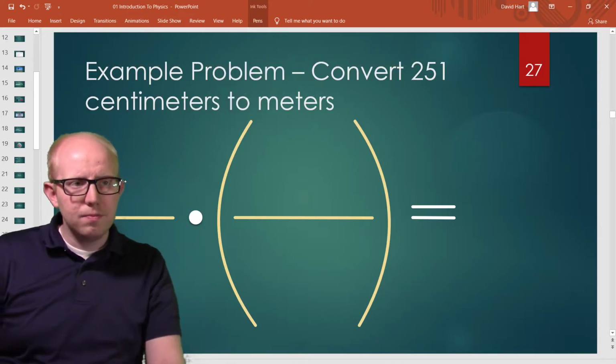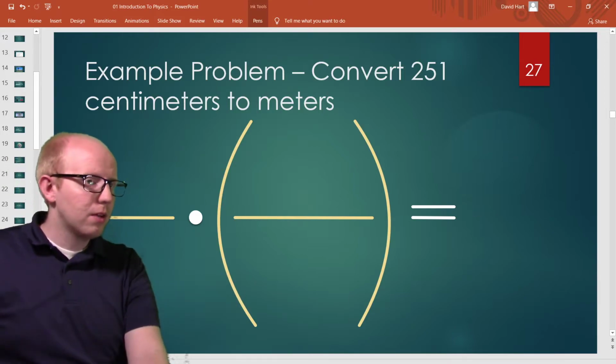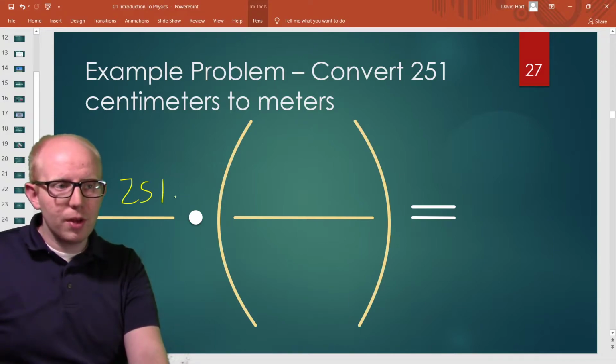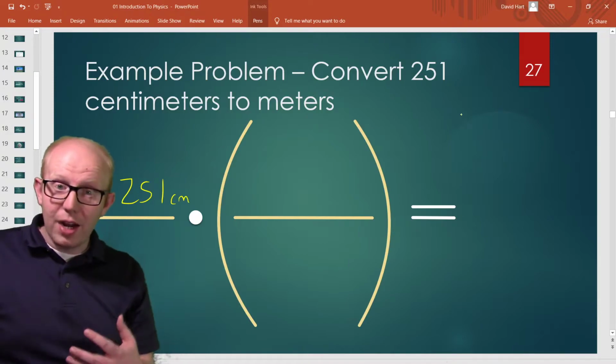Let's say I want to convert 251 centimeters to meters. Well, what I'm going to do is write the units I start with up here. So I start with 251 centimeters. And then I need to find my conversion factor.